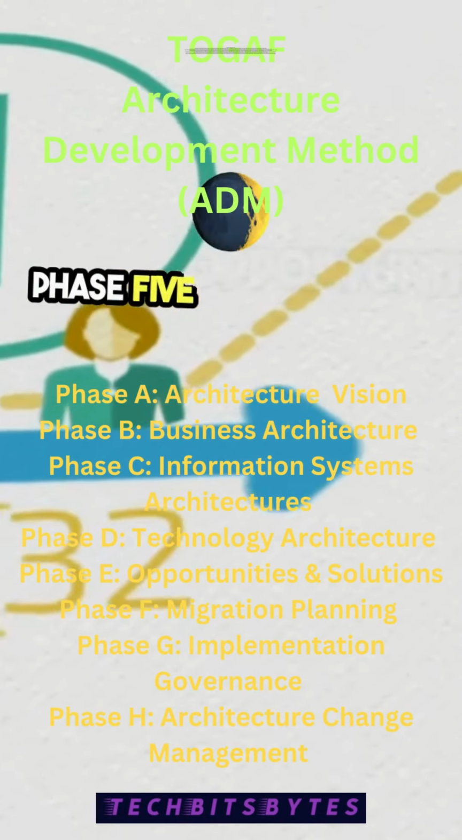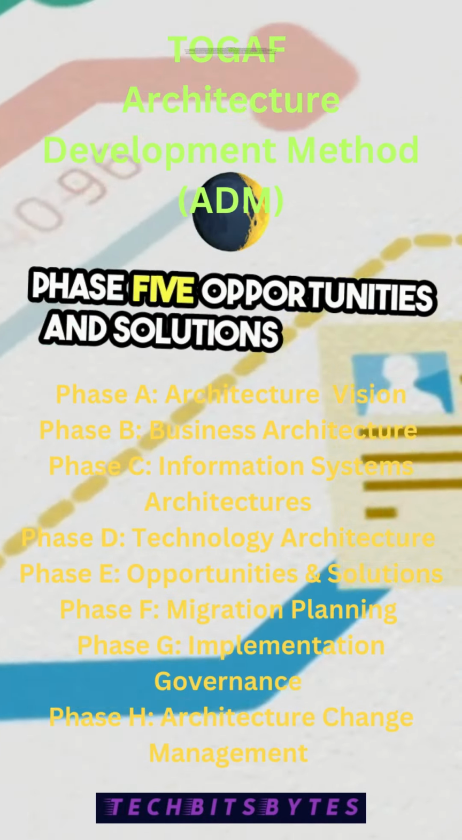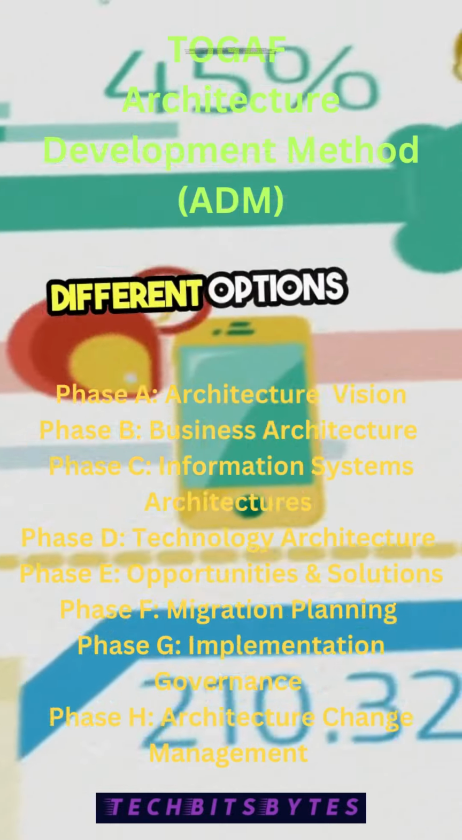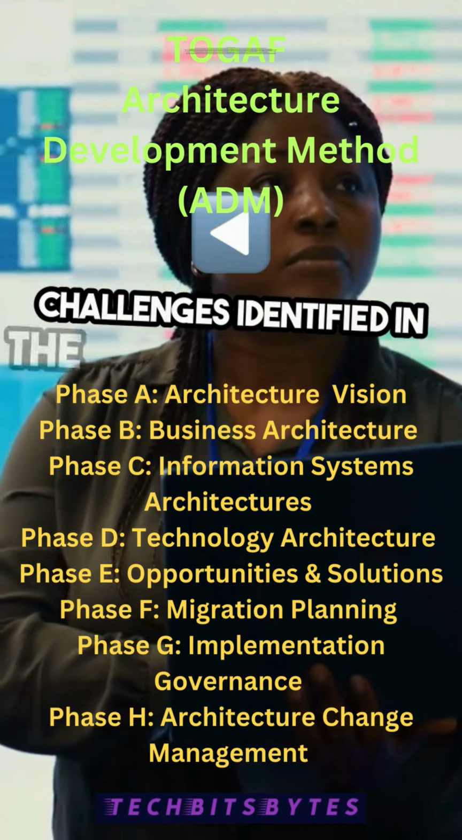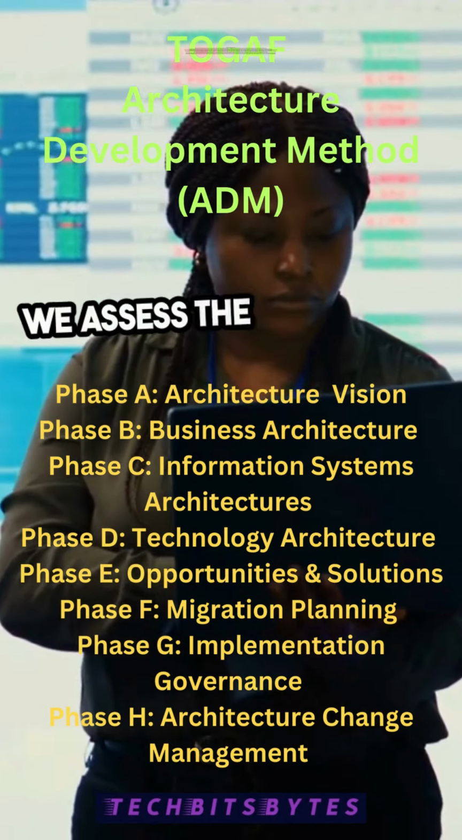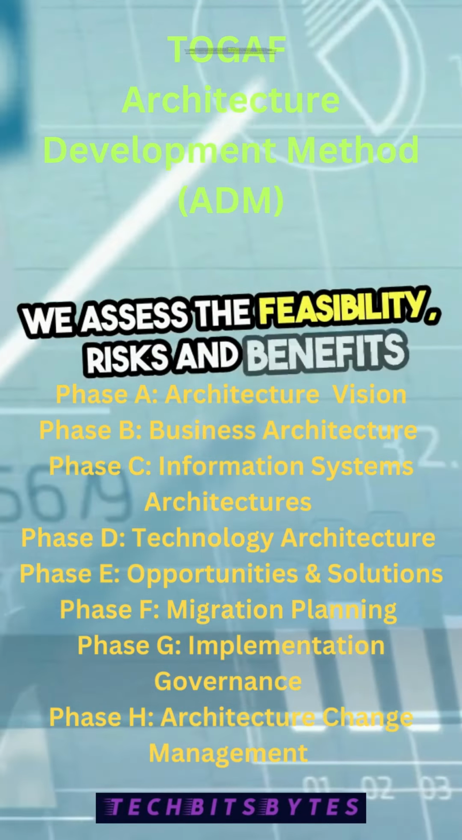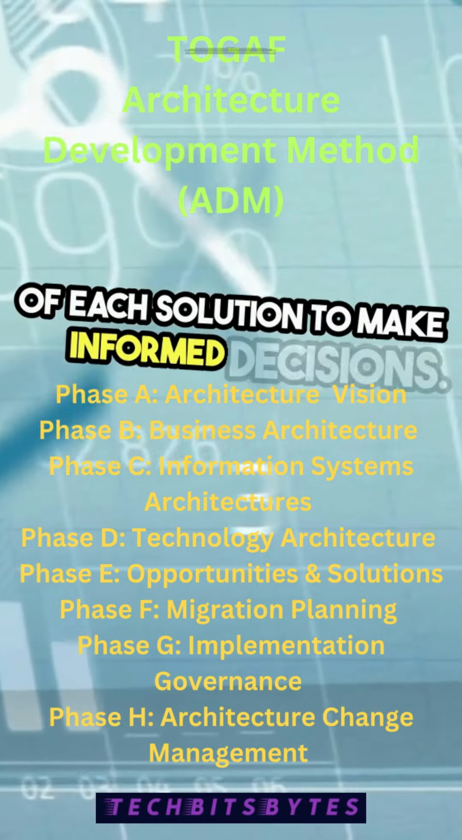Phase 5: Opportunities and Solutions. Here, we evaluate different options and solutions to address the architectural challenges identified in the previous phases. We assess the feasibility, risks, and benefits of each solution to make informed decisions.